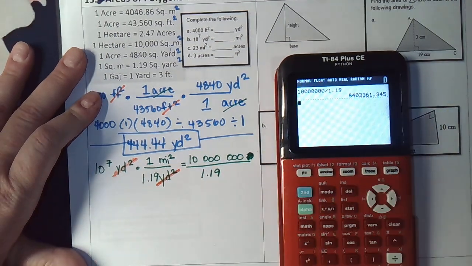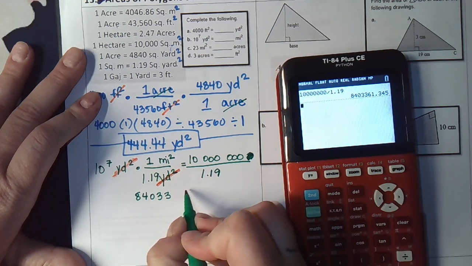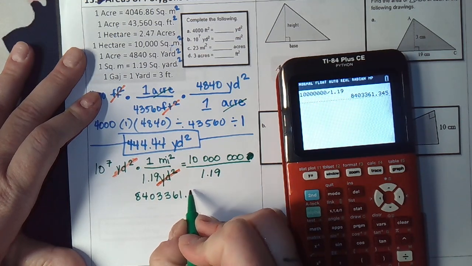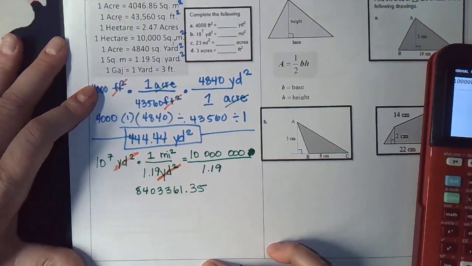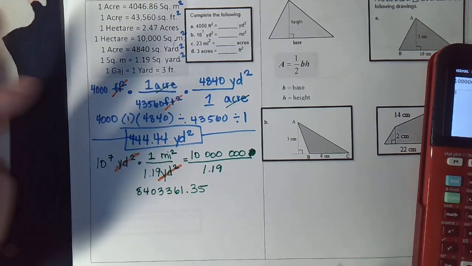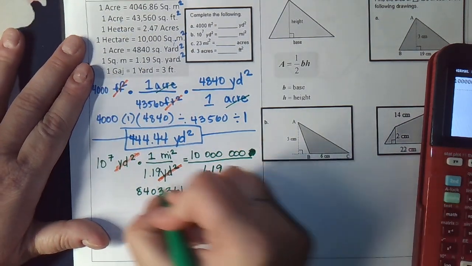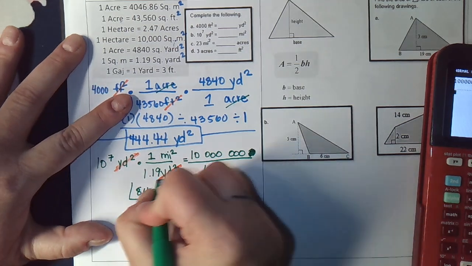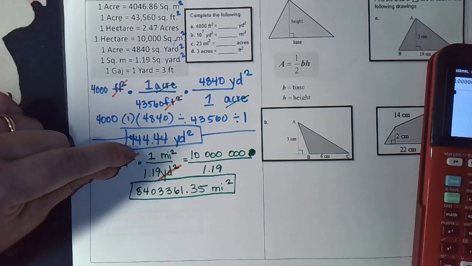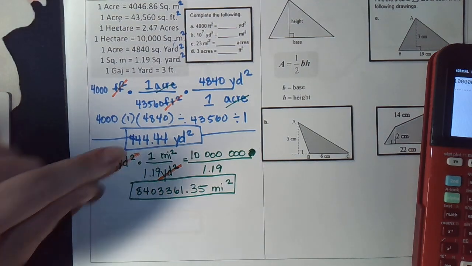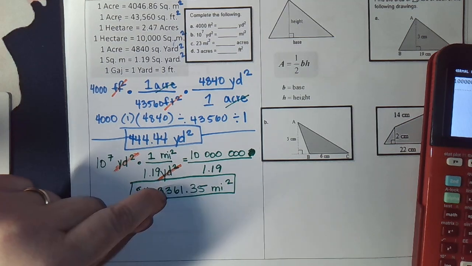And we get 84,03361.35. And you'll have to see what they want you to round to. And this is miles squared. So we took 10 million square yards and we turned it into 8,403 square miles.